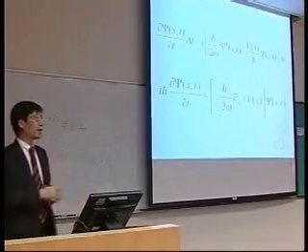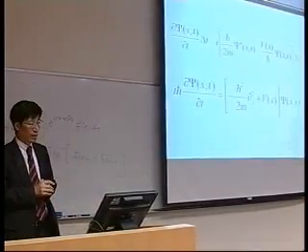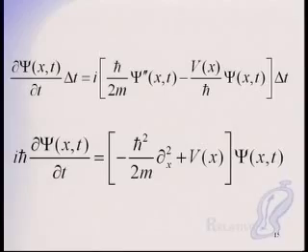So I just copy that line. The first line is copied. Then I just cancel a delta t and multiply throughout by i h bar just to render it into a conventional form. And this is, of course, the Schrödinger equation.